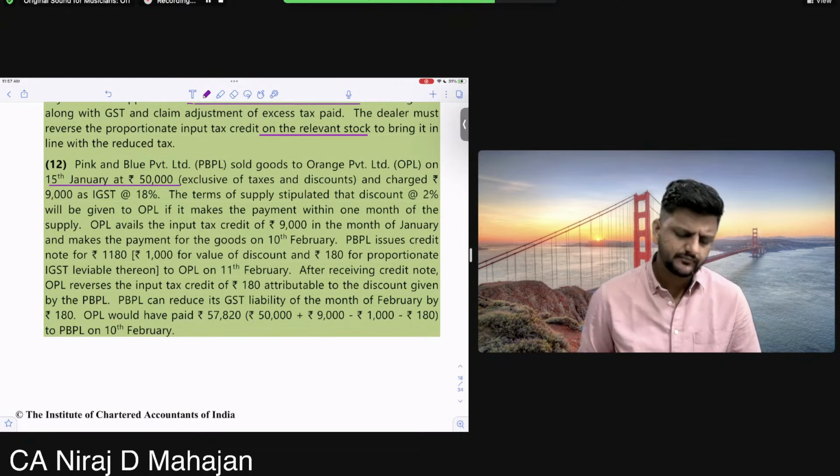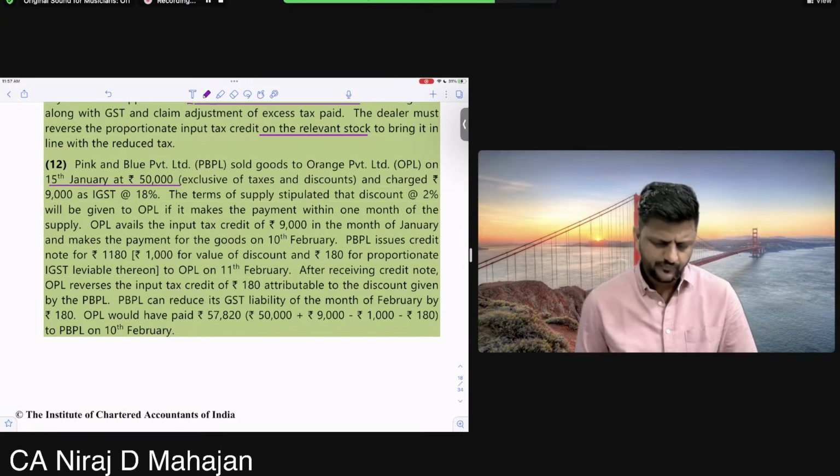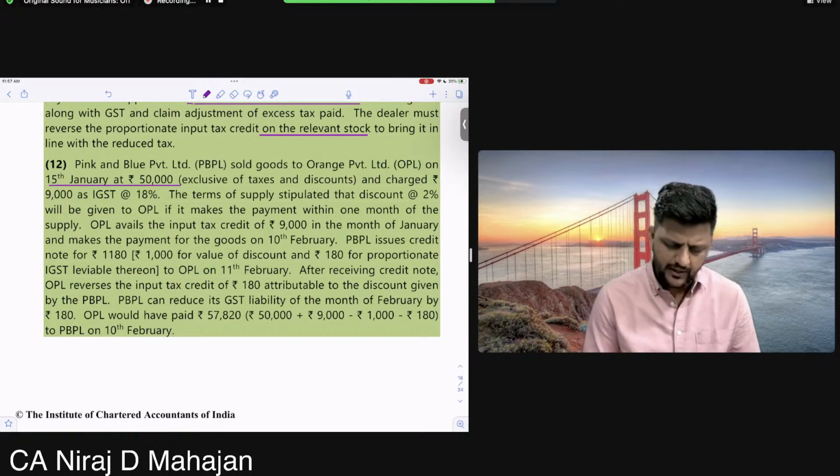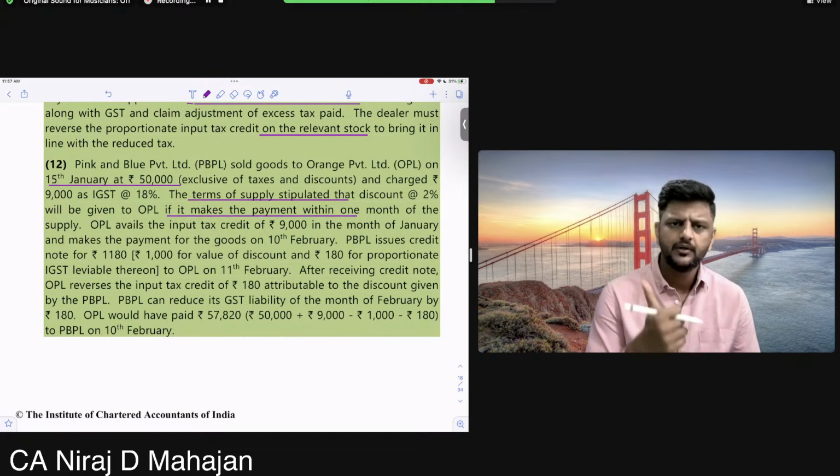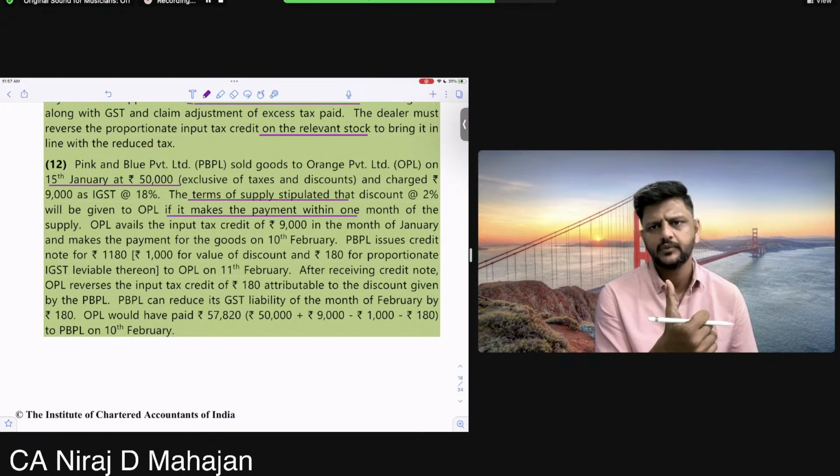18%. The terms of supply stipulate that a discount at the rate of 2% will be given if the buyer makes the payment within 1 month. No problem. Condition told beforehand.